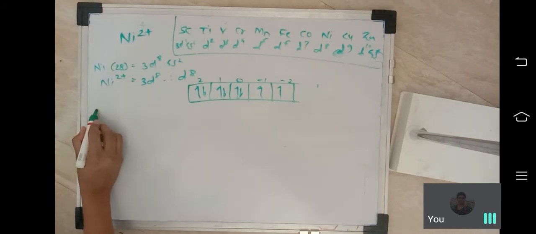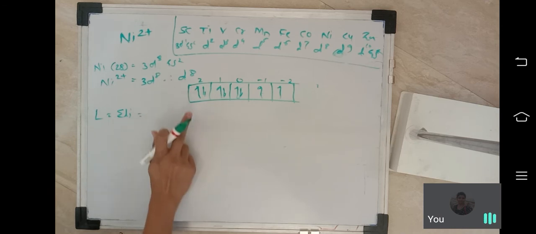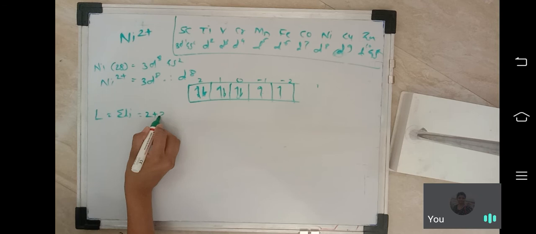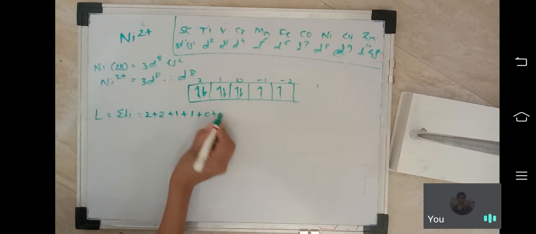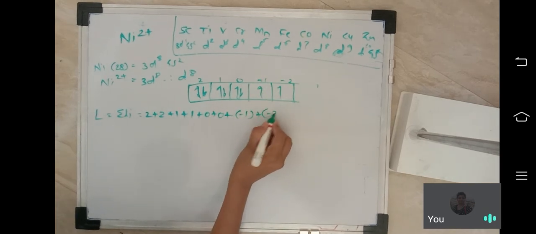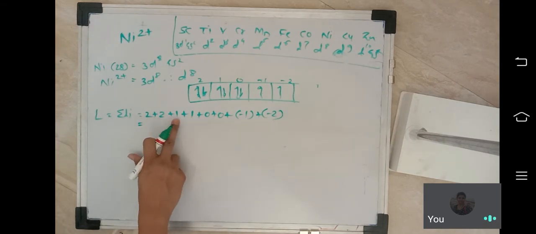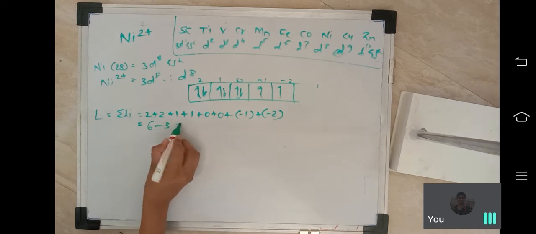Okay, then L is equal to the summation of li. Okay, 2 plus 2. You have to consider this is one electron, this is the other electron. 2 for this electron, 2 for this electron. That means 2 plus 2 plus 1 plus 1, plus 0 plus 0 plus, here minus 1 and minus 2 is there. Minus 1 plus minus 2. Then what is the calculation? 2 plus 2 is 4, 5, 6. Here 6 minus 3 is 3.